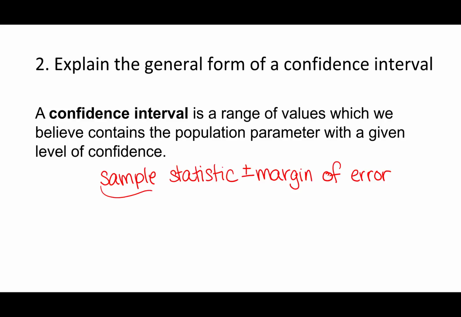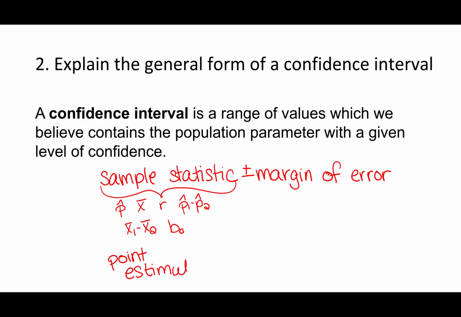The sample statistic we observe in our sample. This is your p hat, x bar, r, p hat 1 minus p hat 2, x bar 1 minus x bar 2, or slope of beta sub 0. This is also known as the point estimate.